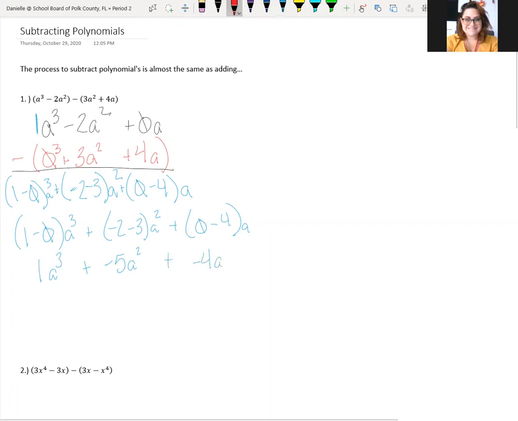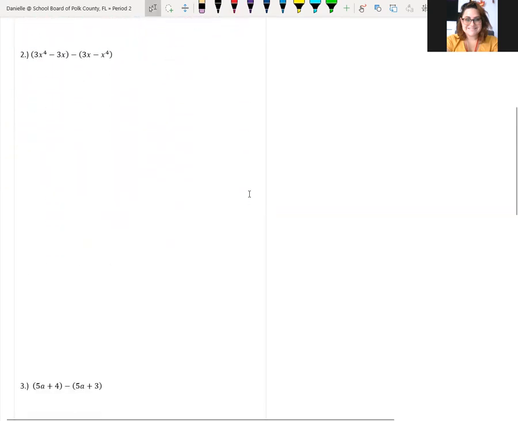Last thing I can do is remember, if we have a minus or a negative sign and a plus, technically we can get rid of this and change it to a negative. So this negative can also work as a minus sign. And we really don't need that 1. So we now have a to the third minus 5a squared minus 4a. So again, I think this way right now will work a little bit better for us. So let's go ahead and do another example with this way.